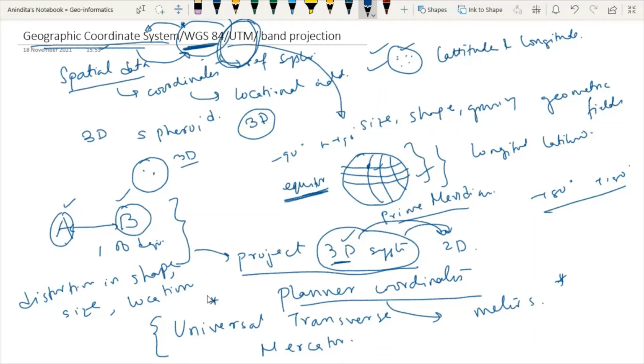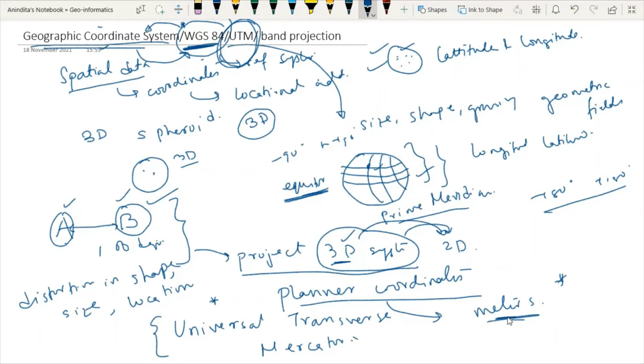And what it allows is that it allows us to measure things such as distances, and that is a projected coordinate system, we can say. So geographic coordinate systems are expressed in decimal degrees, that is latitude and longitude. On the other hand, the UTM is expressed in meters. So this thing you have to keep in mind.